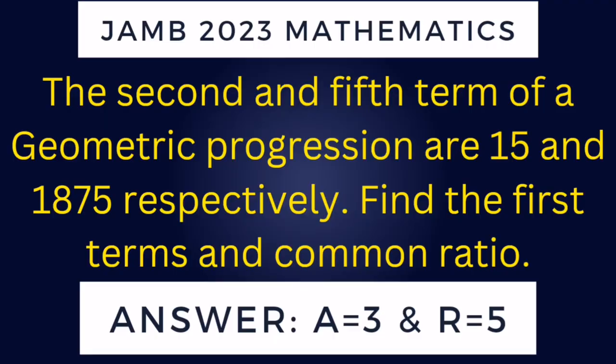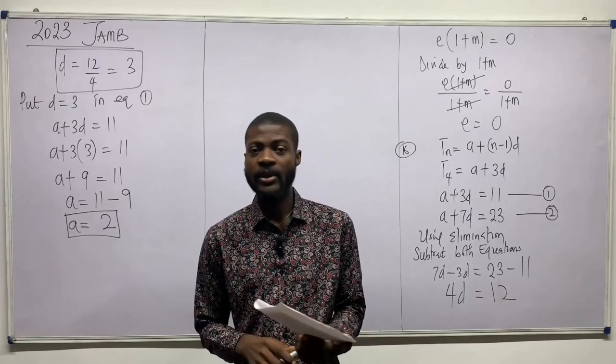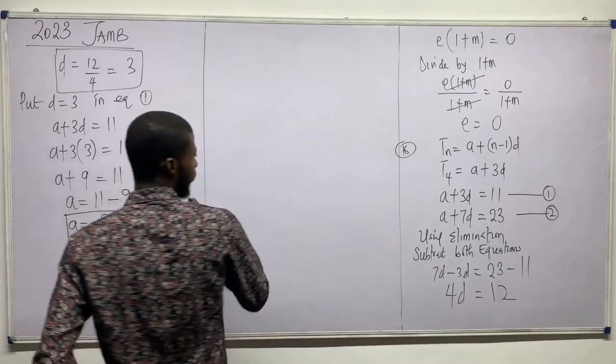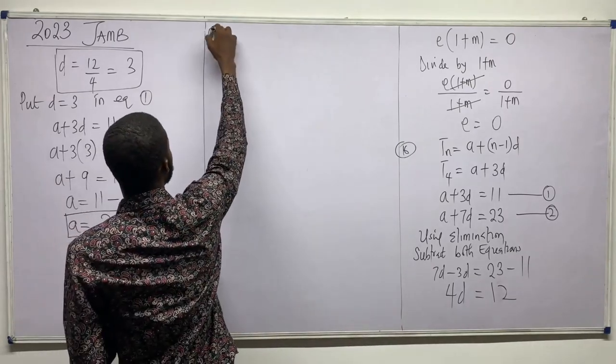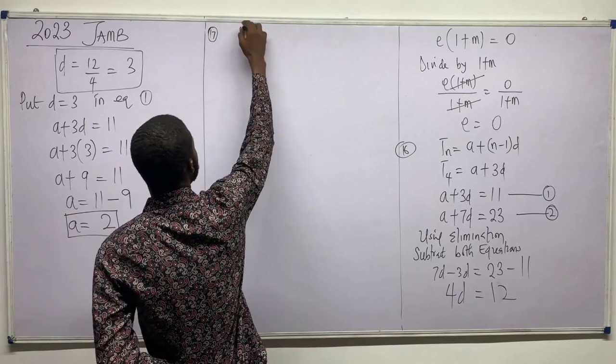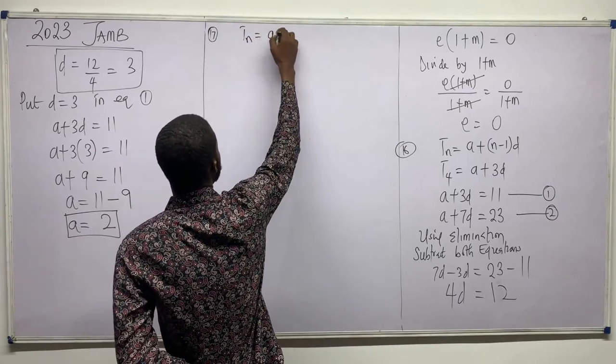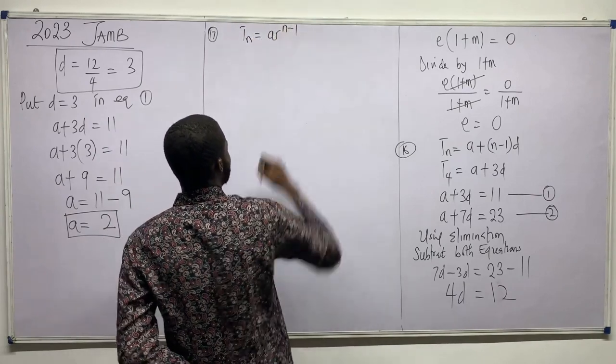The second and fifth terms of a GP are 15 and 1,875 respectively. You're asked to find the first term and common ratio. Now you have to be careful here. They said the second term and the fifth term. For a GP, this question 17, the nth term is a r to the power of n minus 1.